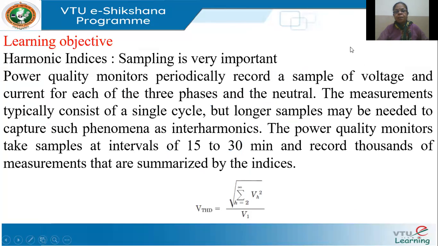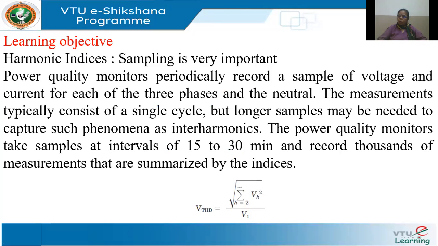In my last lecture, I told you about the RMS voltage variation indices. We set some thresholds, and when these thresholds are crossed, we record it and note the duration for which it is crossed. Now we will see how harmonics are benchmarked. Sampling is very important. As I told you in my previous lecture, we have monitors, and the recording is done every cycle or whatever duration we want.